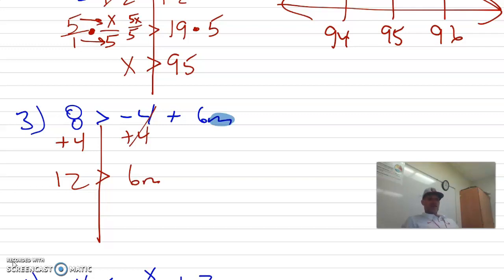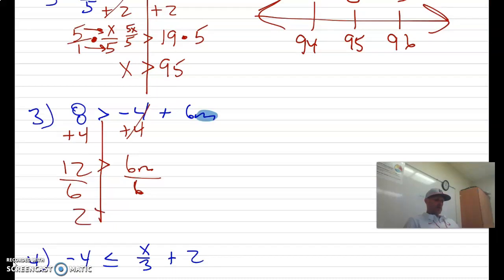So 6 times something is 12, right? We already know it's 2. But let's just do inverse operations. Get that 6 by itself, the opposite of the m by itself. The opposite of multiplying by 6 is dividing by 6. So you get 12 divided by 6, which is 2. And 2 is greater than m.